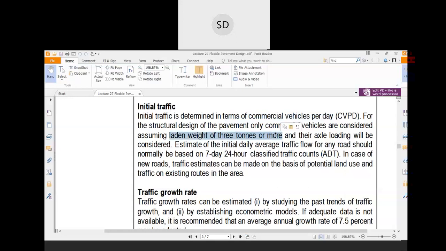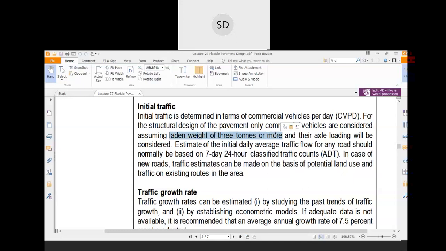The estimate of the initial daily traffic flow for any road should normally be based on a 7-day 24-hour classified traffic count. So you have to count the traffic, that is a classified traffic count, that is the different numbers of vehicles which are running over the road as per their category, and this type of survey you have to continue for 7 days and for a total period of 24 hours in each day.